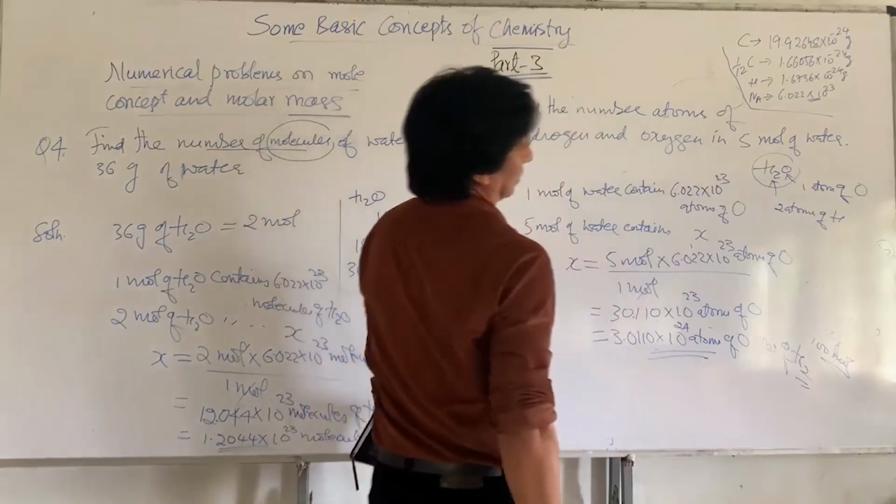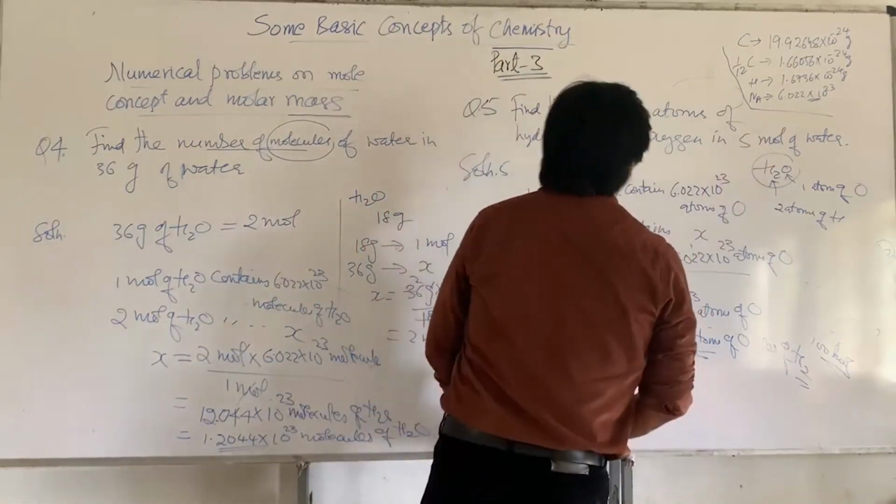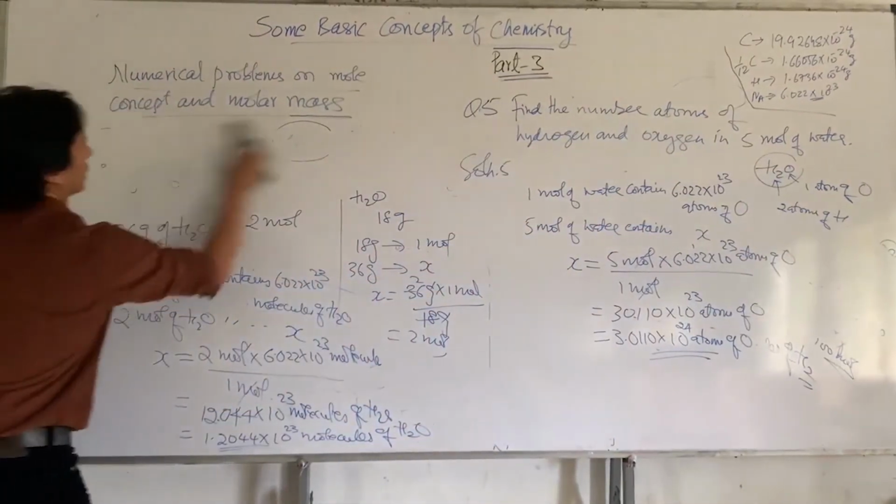Now the interesting thing is with regard to the number of atoms of hydrogen. Atoms of hydrogen in 5 moles of water. So the last part here, I'll just show you.